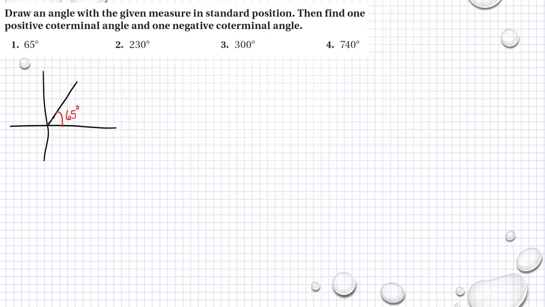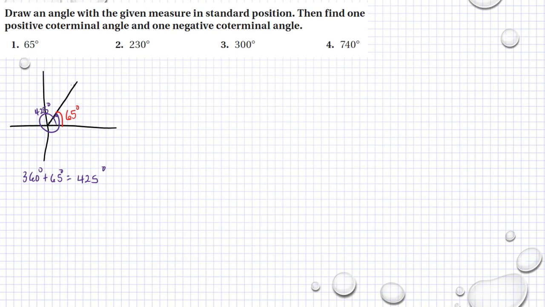So one positive coterminal of that is, if I'm going to do one straight revolution, one whole revolution, and then another, then we have 360 plus 65. Then we have 425 degrees. So we have here 425 degrees.